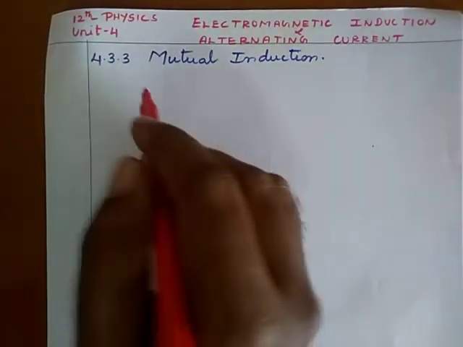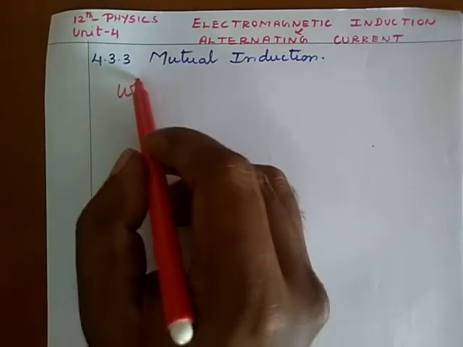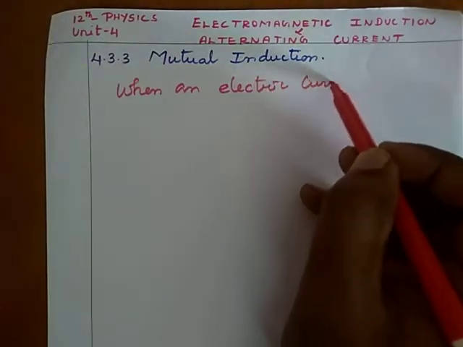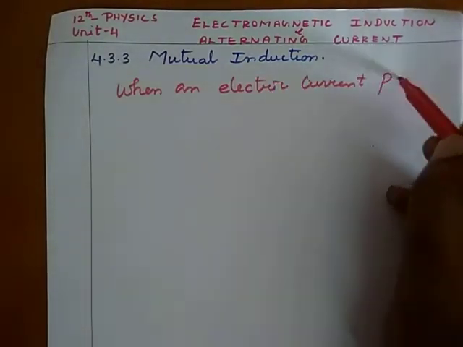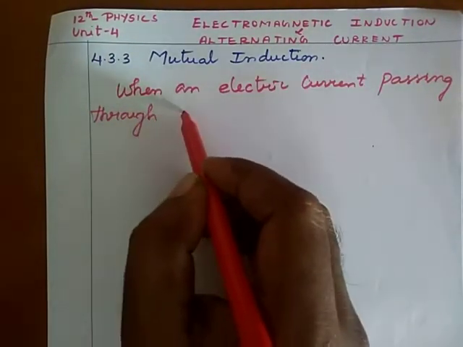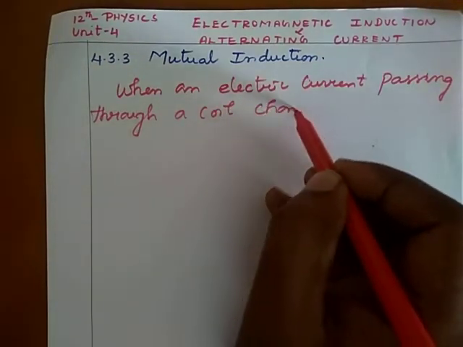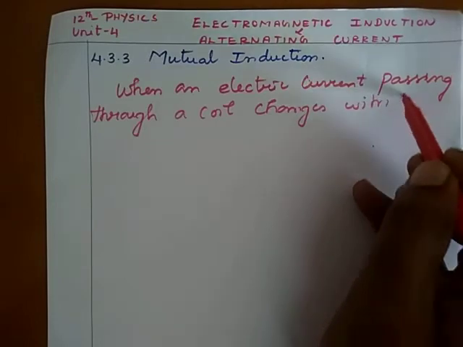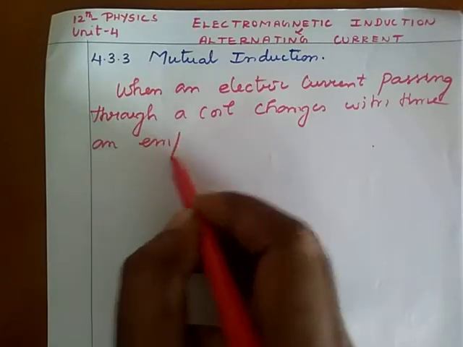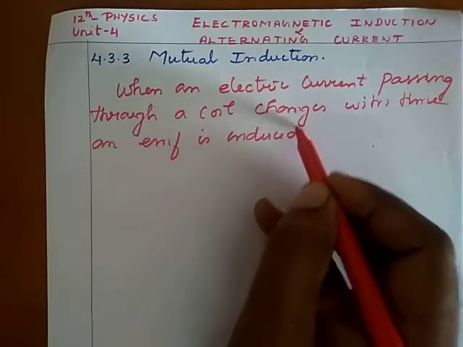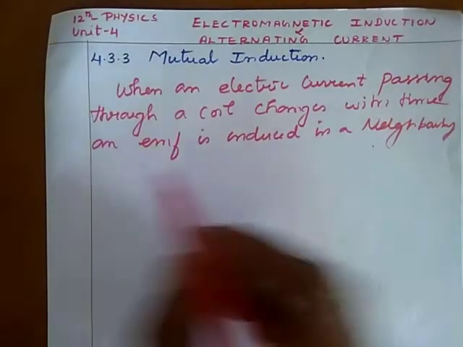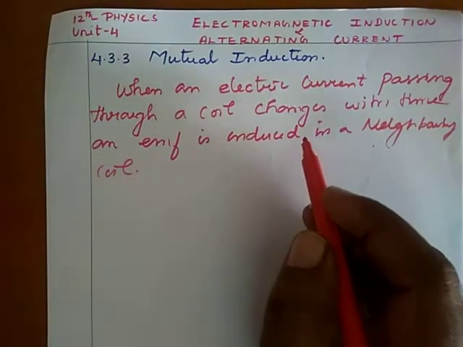First, let me see the statement. When an electric current passing through a coil changes with time, an EMF is induced in a neighboring coil. This is known as mutual induction.